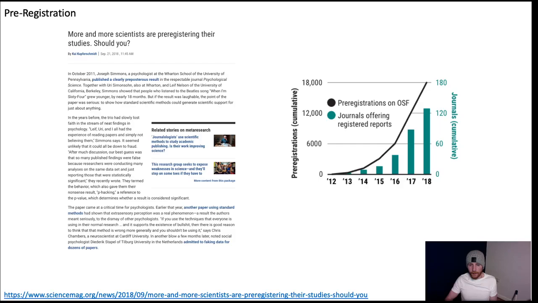And if you look at this article, there's a nice graph here. If you look at the black line, on the x-axis at the bottom is the year, and the black line represents the number of pre-registrations saved on the Open Science Framework. As you can see on the left side of the graph, in just 6 years there have been over 18,000 pre-registrations created, which just goes to show how quickly pre-registration is becoming a really important part of science.